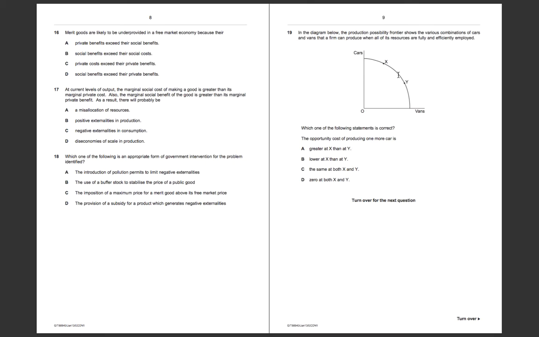So in this case, the 1 centimeter increase in production of cars would see less vans given up because you're traveling less distance along the production possibility frontier because it's steeper. So actually, in this case, the opportunity cost of moving up 1 centimeter from Y, compared to from X, would be lower. Therefore, the opportunity cost of producing one more car is greater at X than Y.